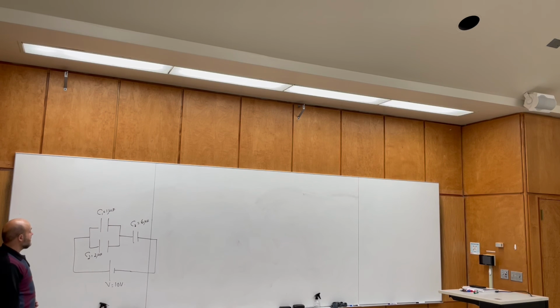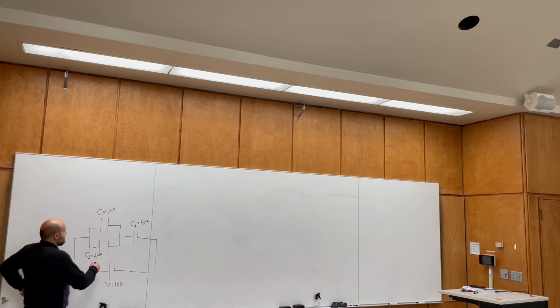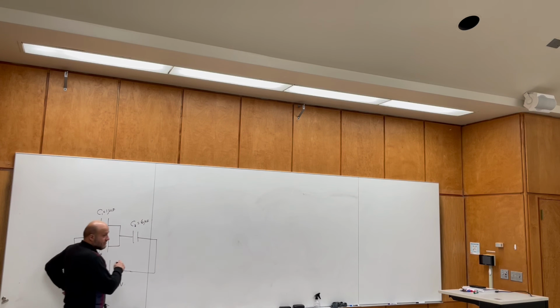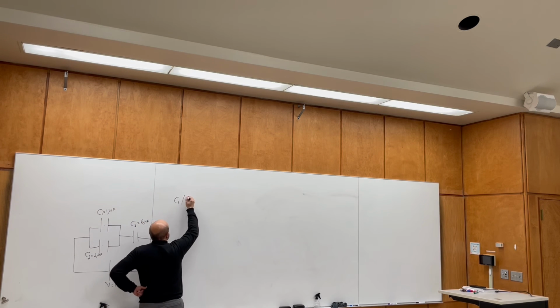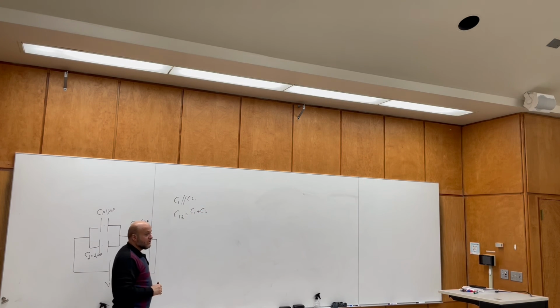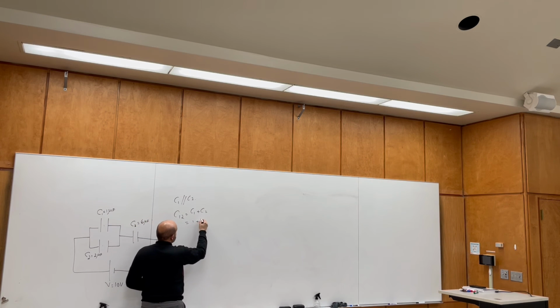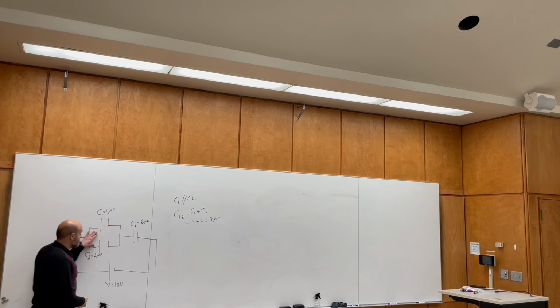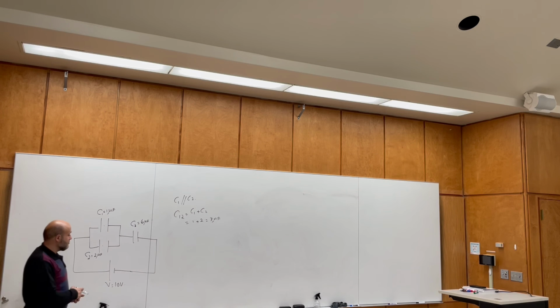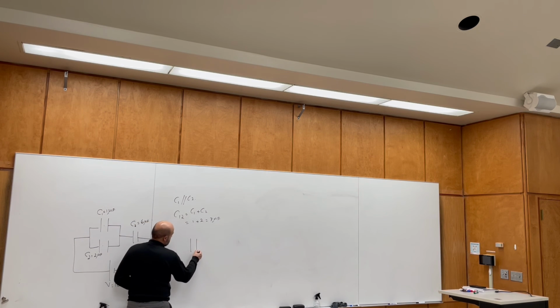Now we need to find the equivalent of these 3 capacitors. As you see, this and this are in parallel combination, so we combine them first. C1 parallel to C2, then C1,2 is C1 plus C2. So this is the combination of C1 and 2, and that would be 1 plus 2, 3 microfarad. So I can replace these two by one capacitor which has 3 microfarad capacitance. Now the new circuit is this.